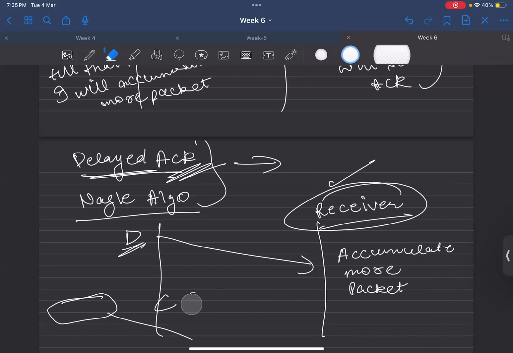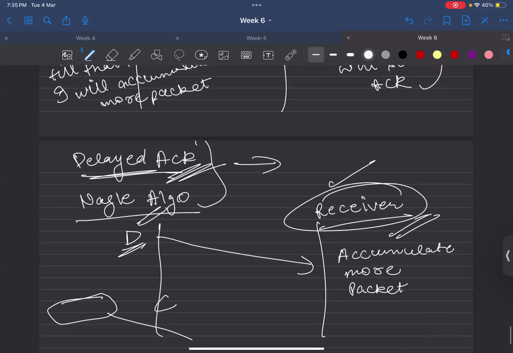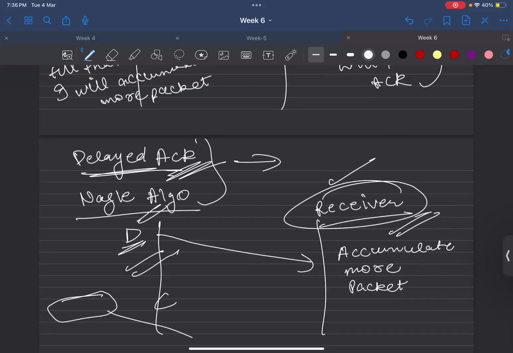But as we know, the receiver is waiting for more packets, so it's not sending the acknowledgement. And according to Nagle's algorithm, the sender is waiting for the acknowledgement so that it can send more packets, so it is not sending more. So the sender is not sending data, and the receiver is not sending the acknowledgement. Nothing is happening here. The receiver is waiting for the packets, whereas the sender is waiting for the acknowledgement. That is why starvation is happening. Clear now? Yes, ma'am. Thank you, ma'am.